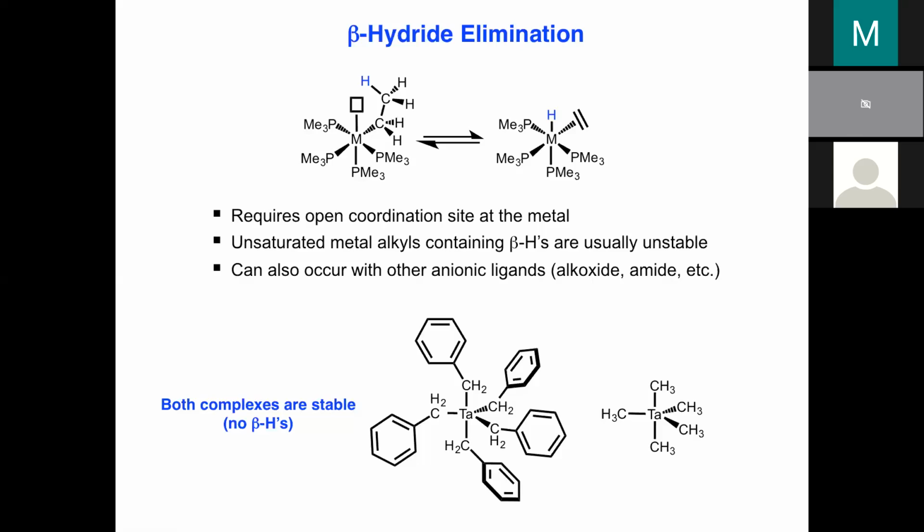And so if you want to try to isolate an organometallic complex that is lower coordinate, a design strategy that would likely be wise to pursue is to not have any beta hydrides around. And so these are a couple examples of five coordinate tantalum complexes that are kinetically stable at ambient temperatures due to the fact that they don't have any beta hydrides, right? So this is the beta carbon here in this benzyl ligand. There's no hydrogen there. And in pentamethyl tantalum, obviously there are no beta hydrides there. And so this is also a rather stable molecule.